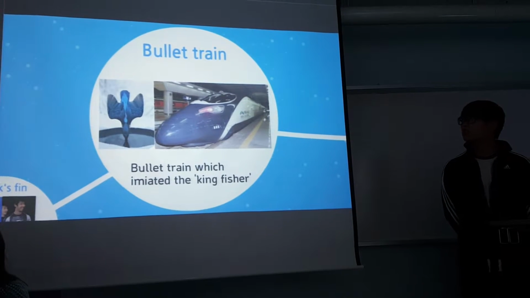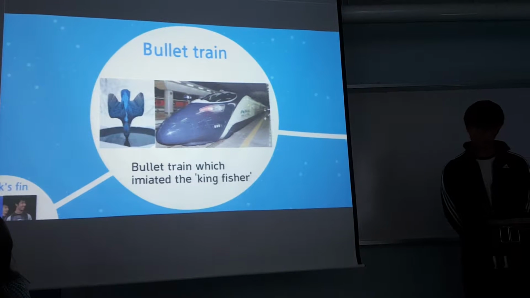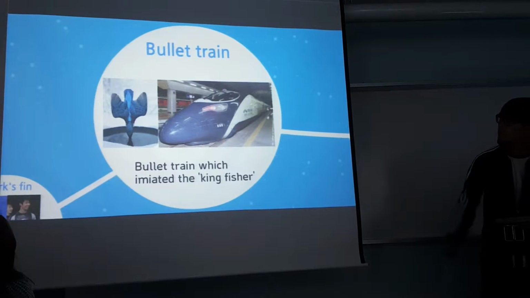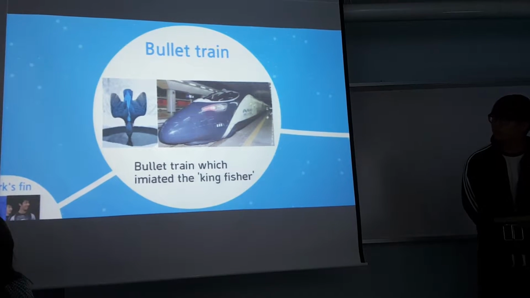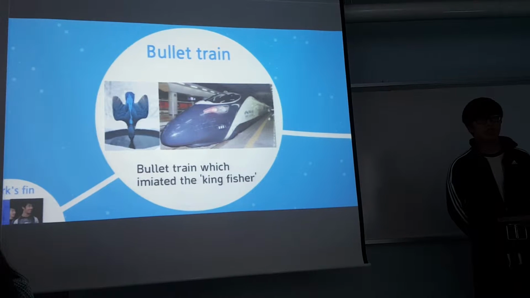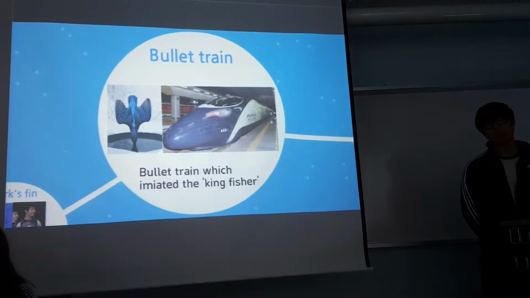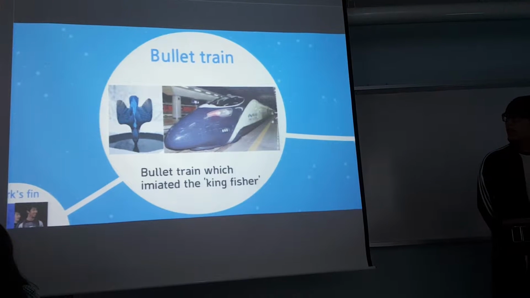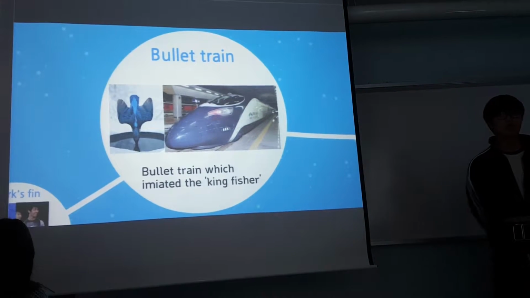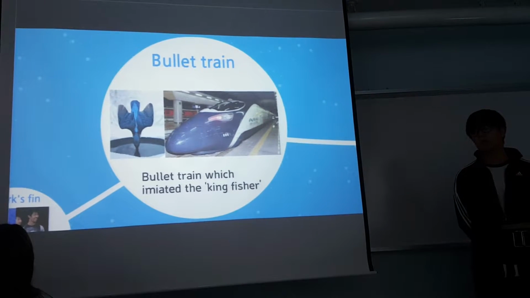The first example is the very popular bullet train. These are images of kingfishers, and next is the bullet train. The kingfisher makes almost no sound during its flight and hunts with its sharp beak. And this bullet train also makes almost no sound during its run because it imitated the kingfisher.